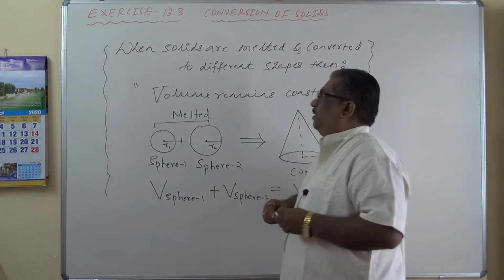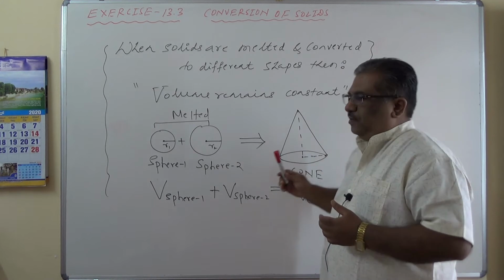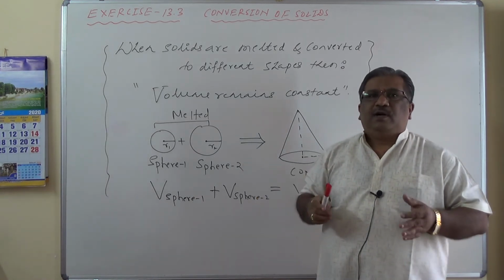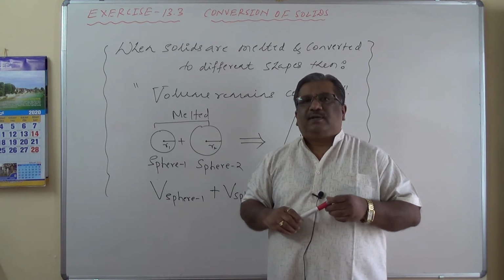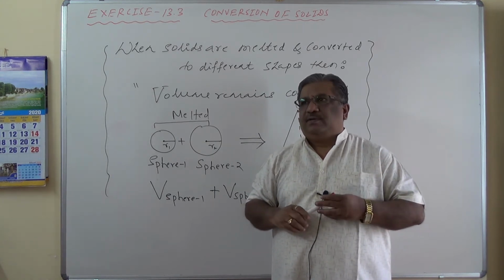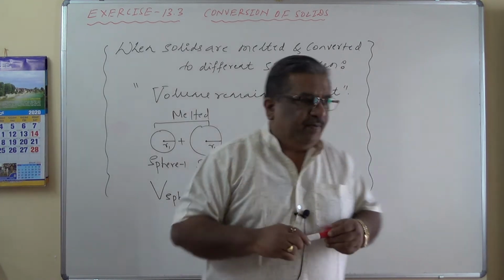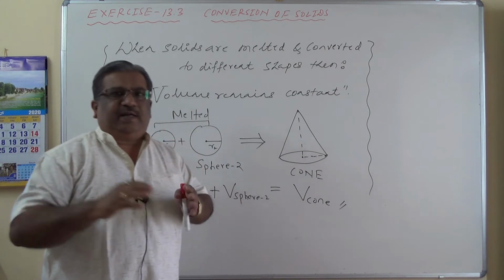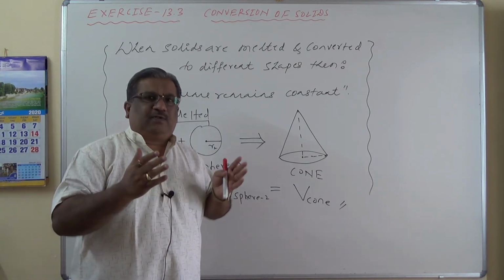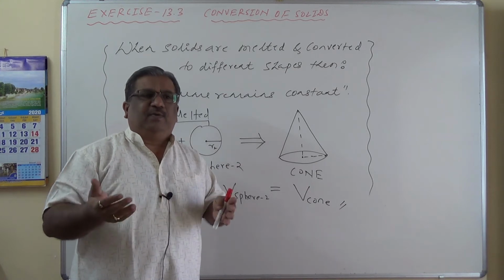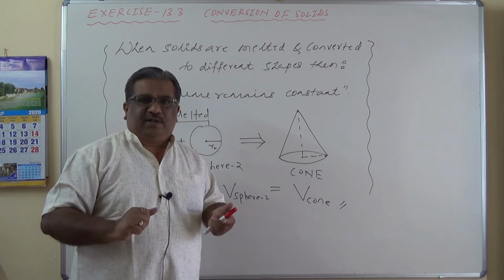Today we are going to study the conversions of solids, that is, conversion of two or more solids to form another solid. Very important: conversion of solids involves a constant volumetric ratio, meaning whenever we melt two or more solids and create one more shape, the volume of the solids before conversion should be equal to the volume after conversion. The volumetric ratio remains constant.